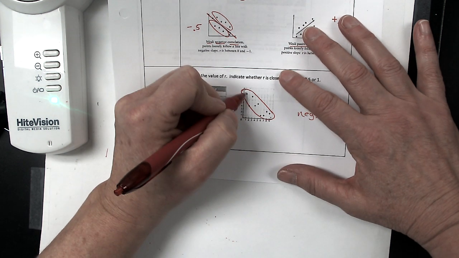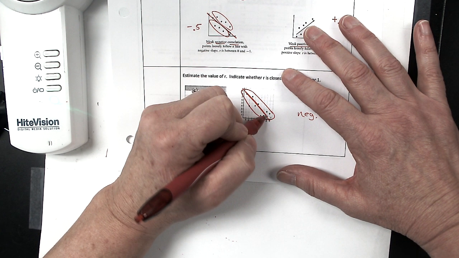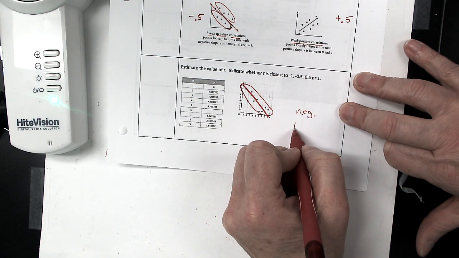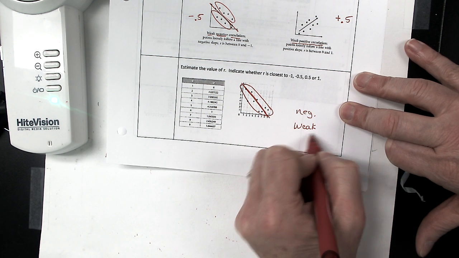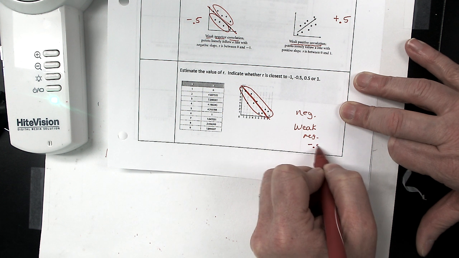Are my dots close to my line, or are they a little sparse, spread out? Yeah, so we're gonna call that a weak negative correlation. So this is a weak negative correlation. Well, I wanna say negative 0.5. And remember, if it's weak, it's a negative 0.5. Are you guys following me on that? Okay, alright, flip that page.